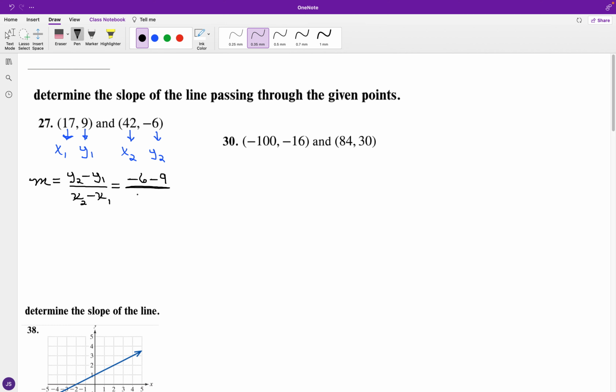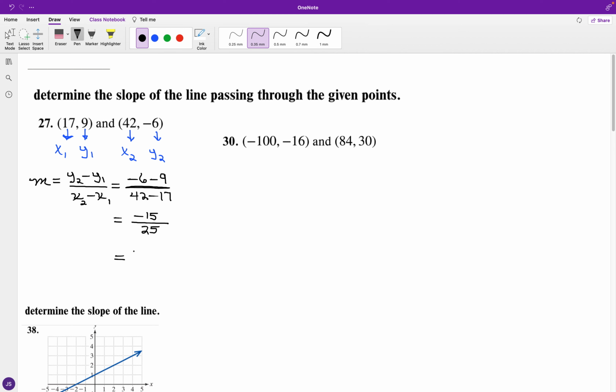For x2 minus x1, we have 42 minus 17. Continuing, negative 6 minus 9 would be negative 15. 42 minus 17 is 25, so you have the collective vertical change of minus 15 units, and the collective horizontal change at 25 units.